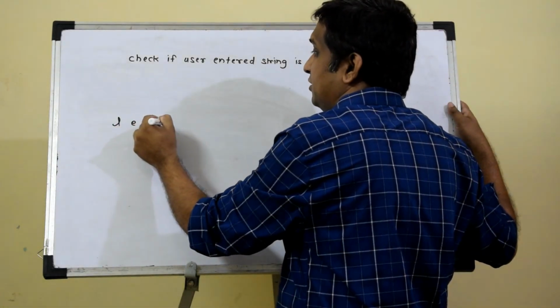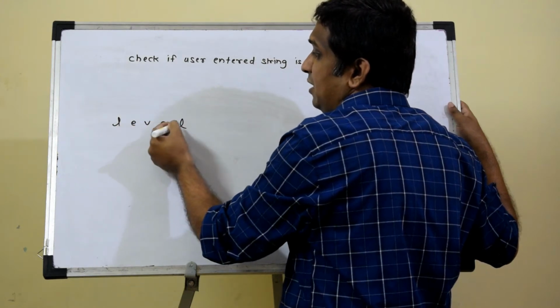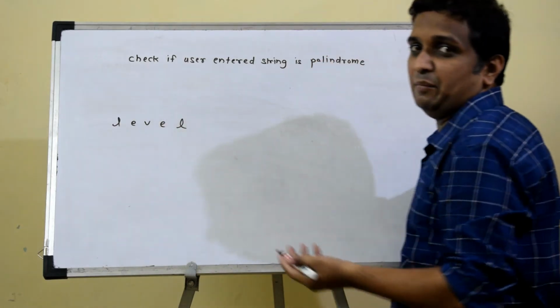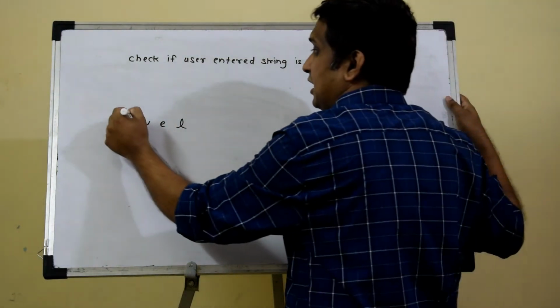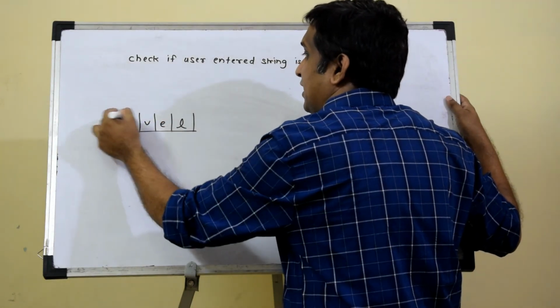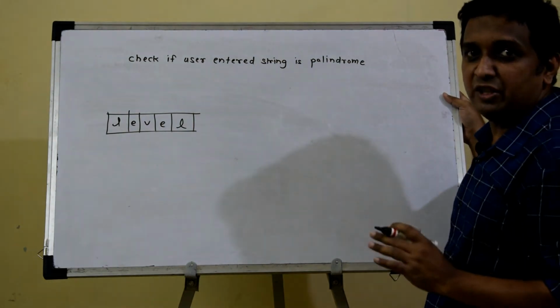If you consider this string and read it from left to right, it is level, and from right to left also level, so it is the same. That means level is a palindrome string. So what I am supposed to do is take one string from the user and print output whether it is a palindrome string or not.